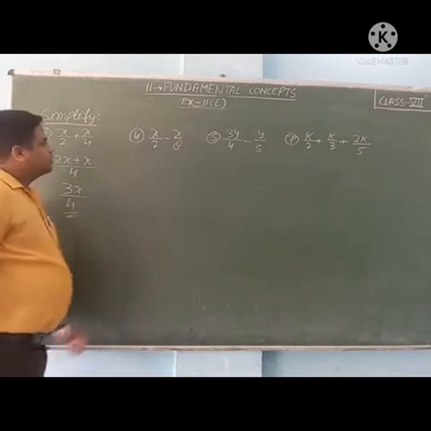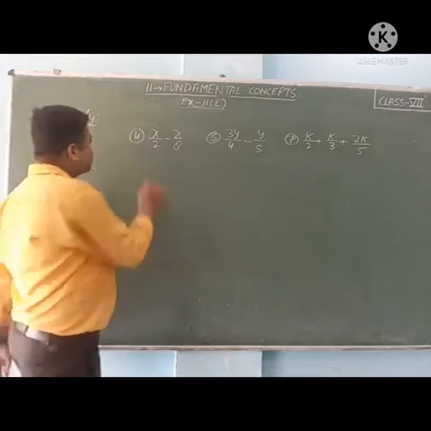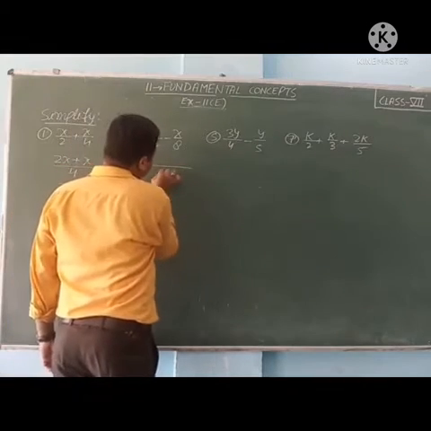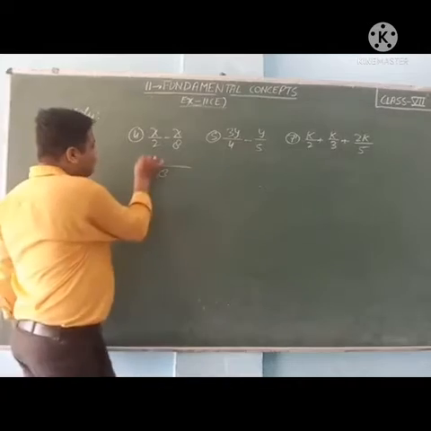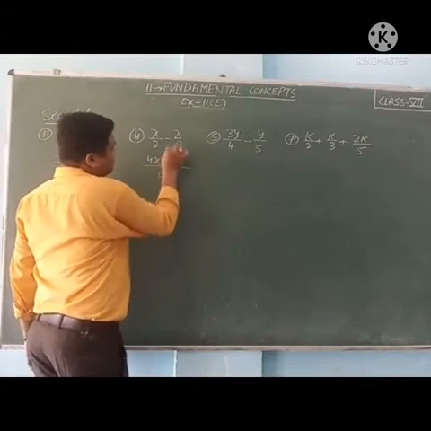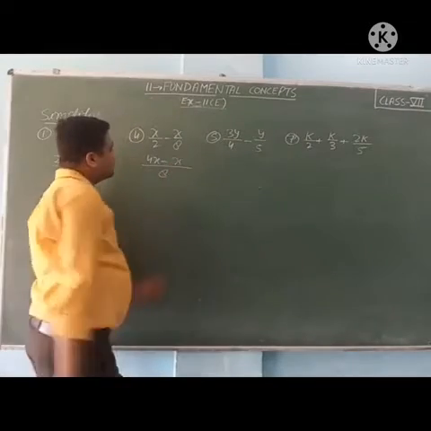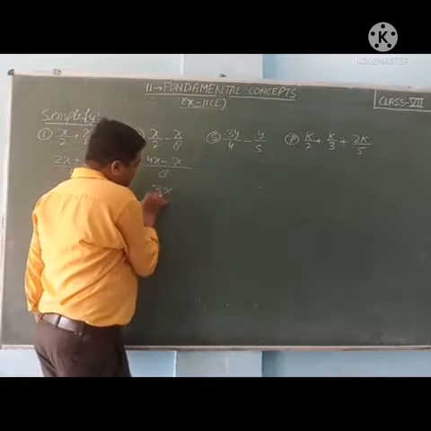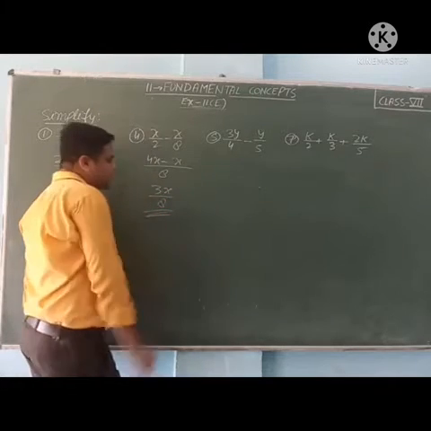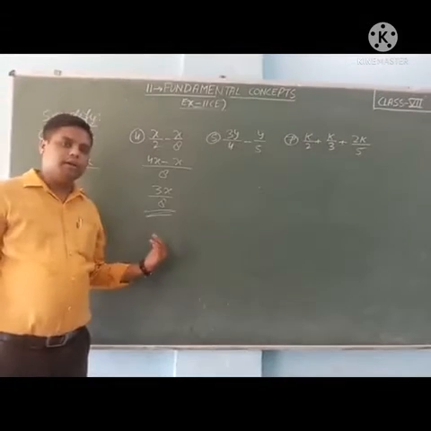Next, fourth sum, x upon 2 minus x upon 8. So LCM of 2 and 8 is 8. Then 2 fours are 8, 4 into x, 4x. Minus, 8 ones are 8, 1 into x, x. 4x minus x, 3x upon 8. 3 and 8 are not divisible by any same number. So answer is 3x upon 8.